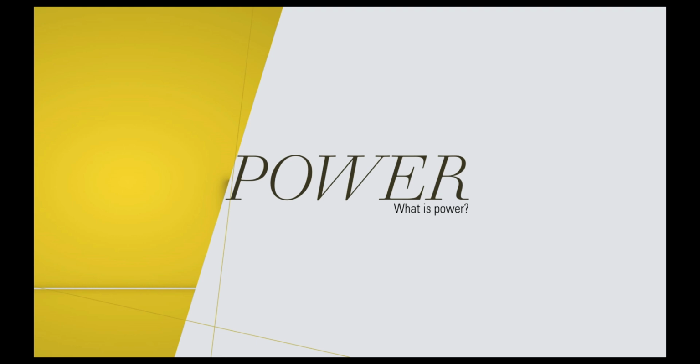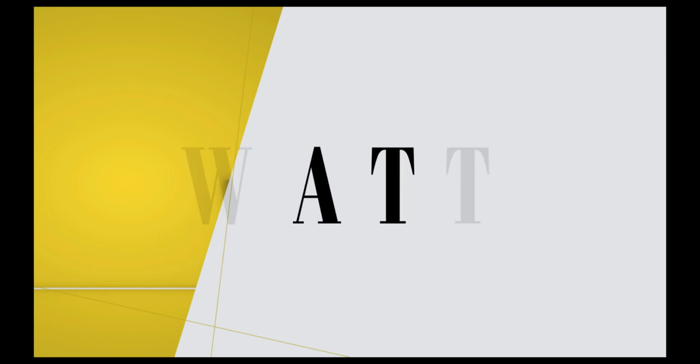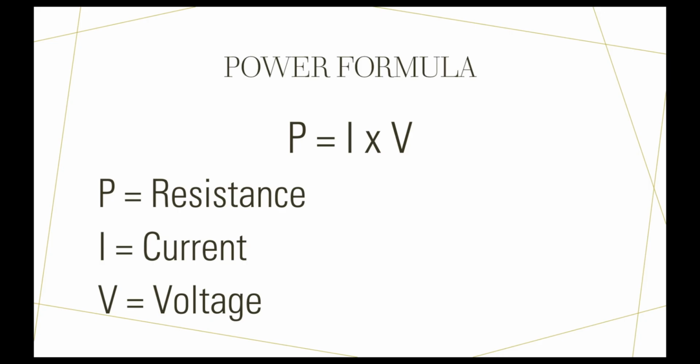What is power? Power is the rate at which energy is produced within a circuit, and the unit for measurement is called the watt. For the formula, P is equal to I times V. P is power, I is current, V is voltage.